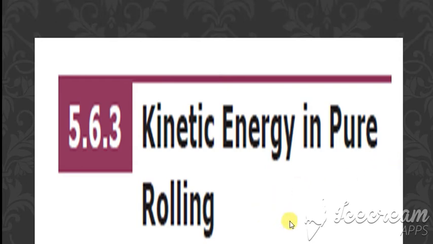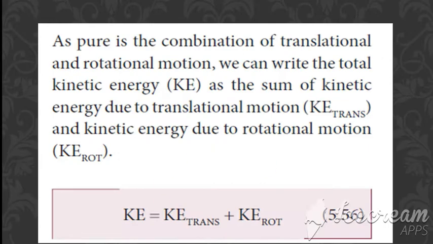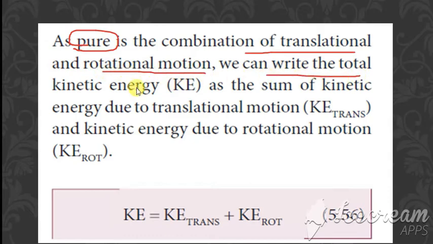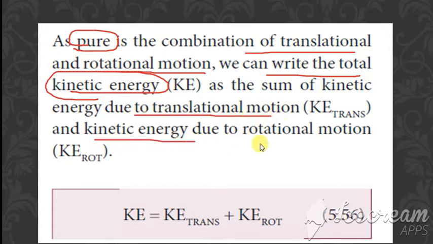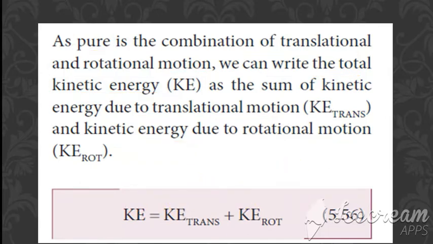Next, we are going to see kinetic energy in pure rolling. We have already seen what pure rolling is. Now we are going to see the value of kinetic energy in pure rolling. As pure rolling is a combination of translational as well as rotational motion, we can write the total kinetic energy as the sum of the kinetic energy due to translation and the kinetic energy due to rotation. So kinetic energy is equal to kinetic energy translational plus kinetic energy rotational.